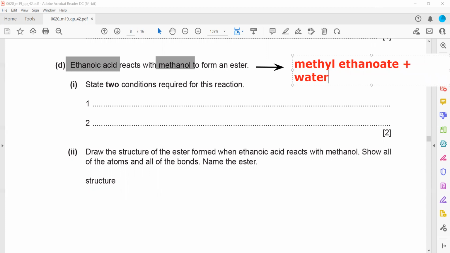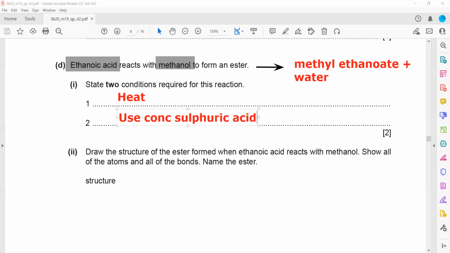So what are the reaction conditions for formation of ester? If you want to form an ester, how can the ester be formed? The reaction condition: we use sulfuric acid. Concentrated sulfuric acid is used as a catalyst, and we warm the mixture. So we supply heat energy, we warm the mixture and use concentrated sulfuric acid as catalyst.